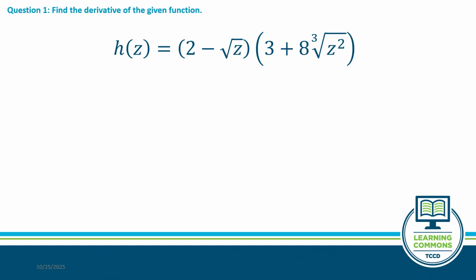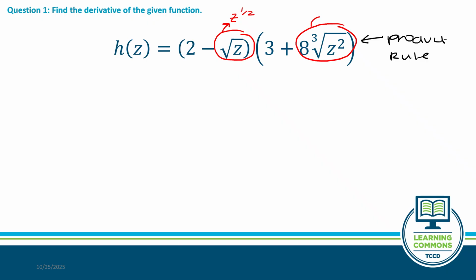Let's start with number one. Number one is find the derivative of the given function. Already we know this is product rule. Also I know that I'm going to rewrite this as z to the 1/2. And I'm also going to rewrite this mess as 8z to the 2/3, just to make life easier, because I know that's power rule. Life will be a lot nicer if I just do that off the rip.